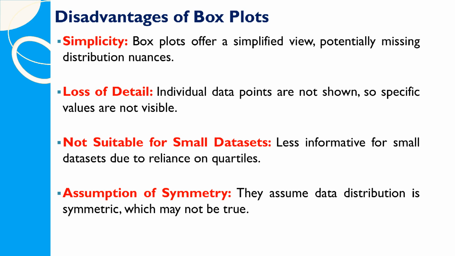Box plots, while useful for providing a broad overview of data distribution, have several disadvantages. Their simplicity can obscure important distributional nuances, and they fail to show individual data points, resulting in a loss of detail about specific values. For small datasets, box plots can be less informative as they primarily rely on quartiles, and they also assume that the data distribution is symmetric, which may not always be accurate.